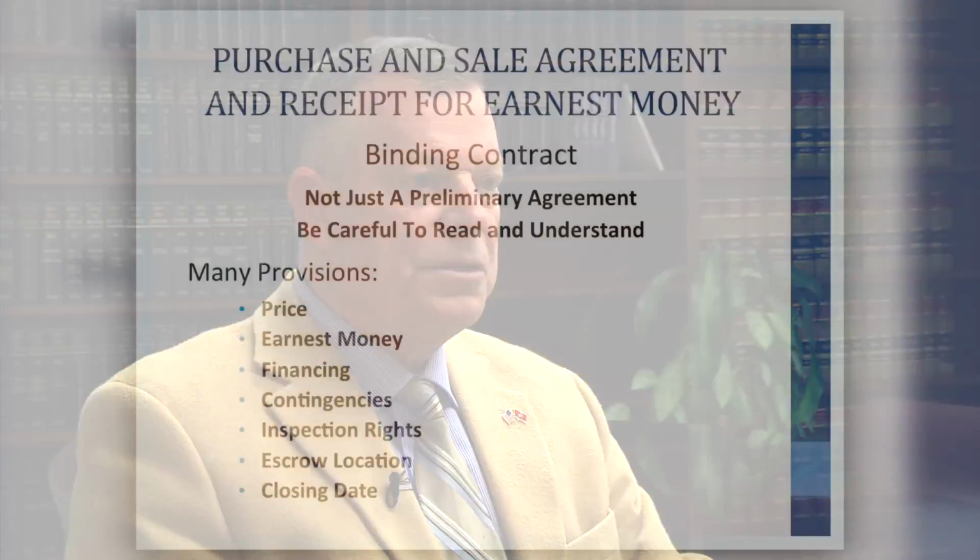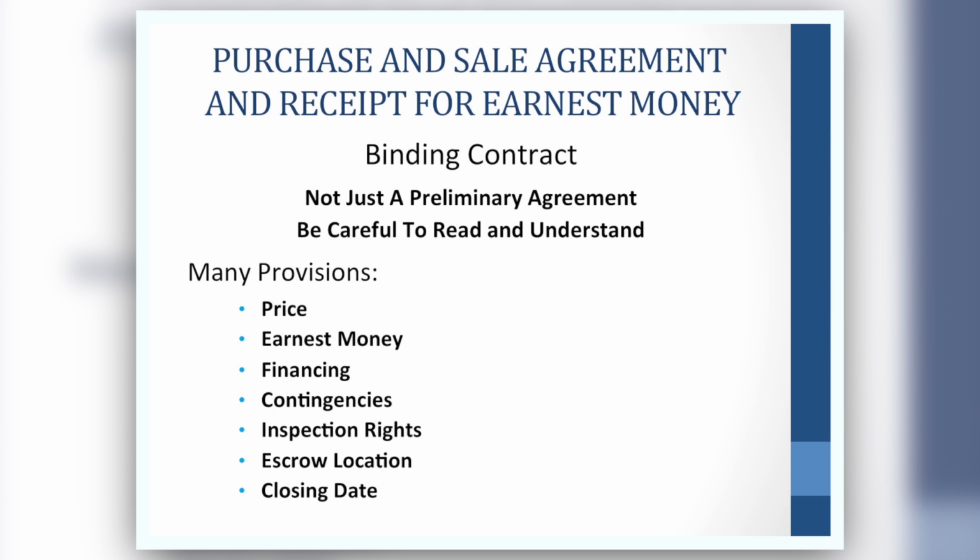The most important thing for you to understand about a purchase and sale agreement and receipt for earnest money, commonly just known as an earnest money agreement, is that it is a binding contract. Lots of people make the mistake of thinking that this is just some sort of a preliminary agreement and we'll get to the real meat of it later. It is not. It is absolutely a binding contract, fully enforceable just as any other contract. So it is not a preliminary agreement, and you need to carefully understand all of its terms and conditions.